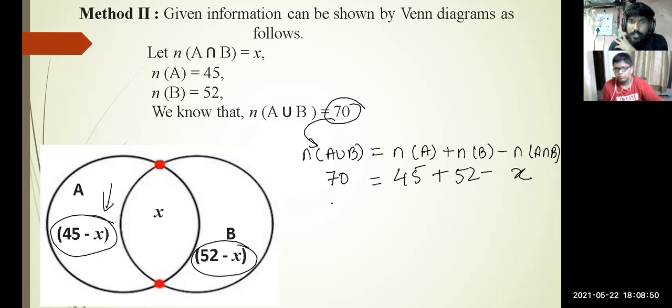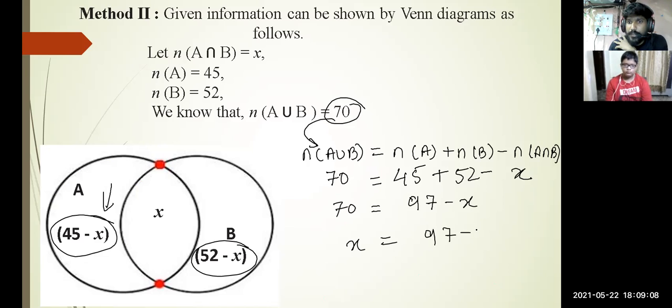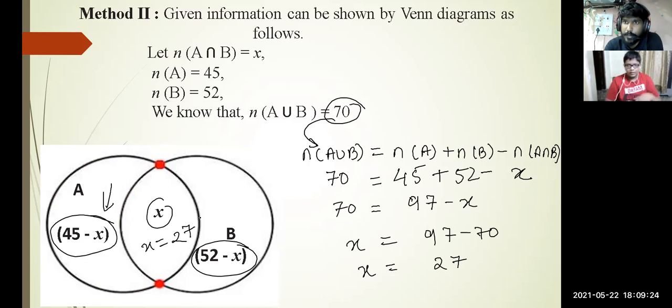This is X. Same thing we are doing. This is 70. 45 plus 52 is 97 minus X. So, same thing, you take minus X on the other side and take 70 on the other side. So you have 97 minus 70. This would be 27. So X is 27 here. Up to here, is it clear? It's exactly the same as the previous sum up to here. Yes, sir. Okay.